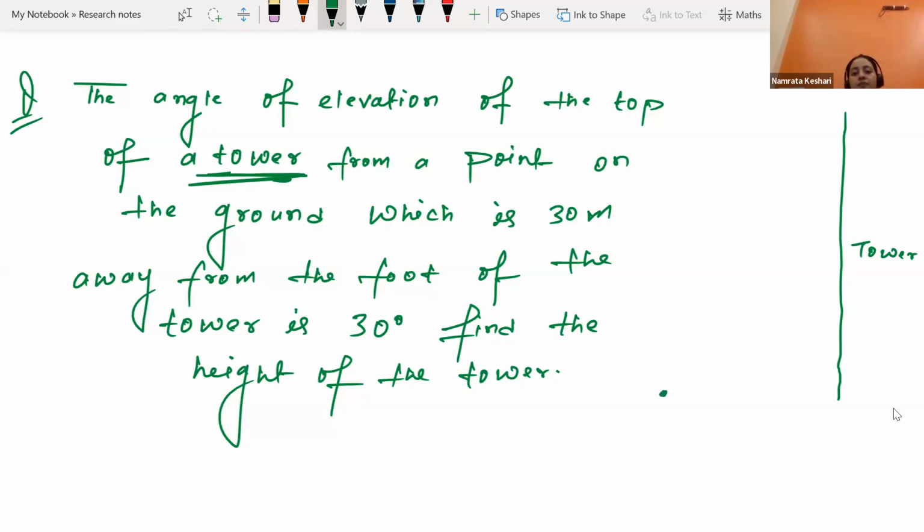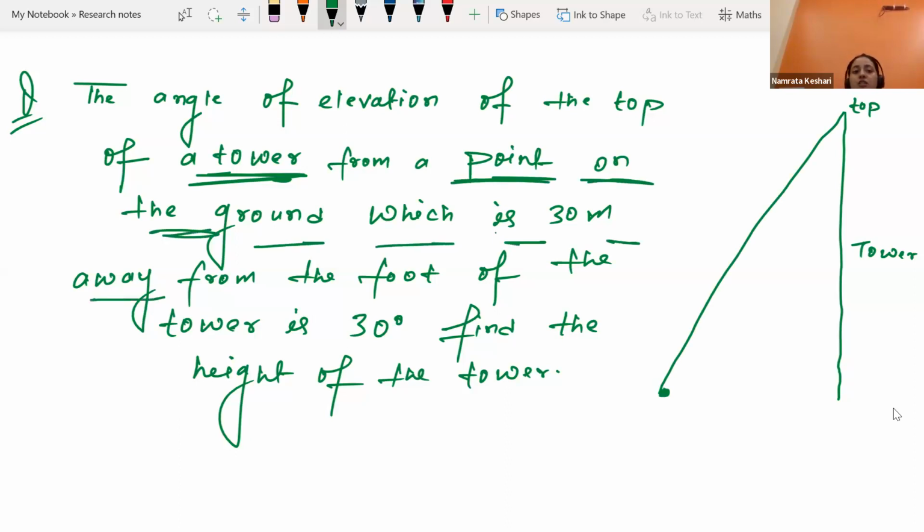From a point on the ground. On the ground there is a point. An angle of elevation of top of the tower. This is top of the tower. Angle of elevation of top from the point on the ground. It is clearly written in the question. Okay, and the point on the ground which is 30 meter away. This point is 30 meter away from the foot of the tower.